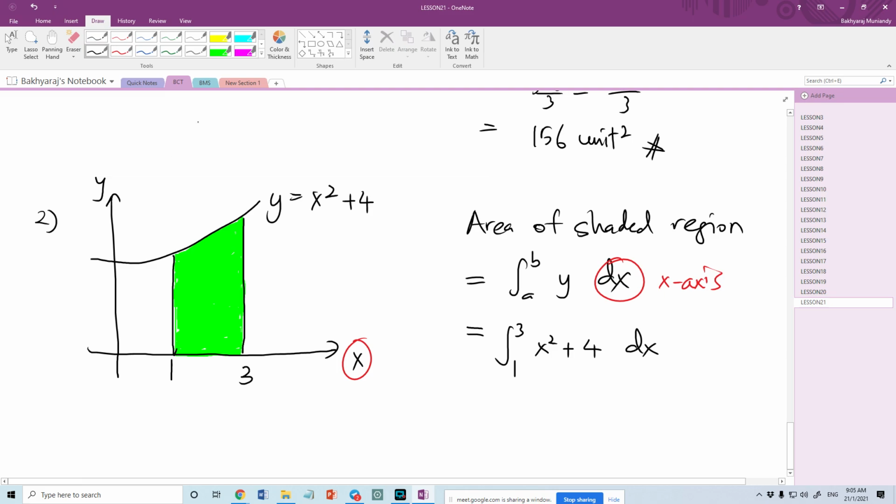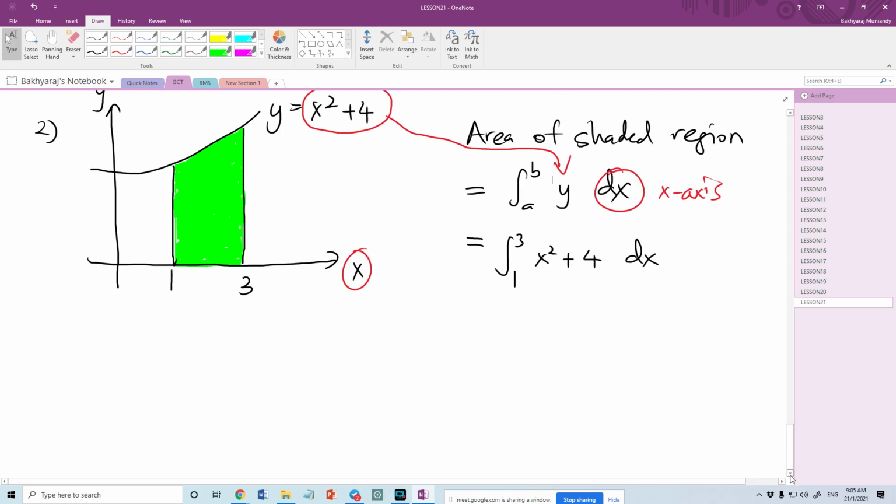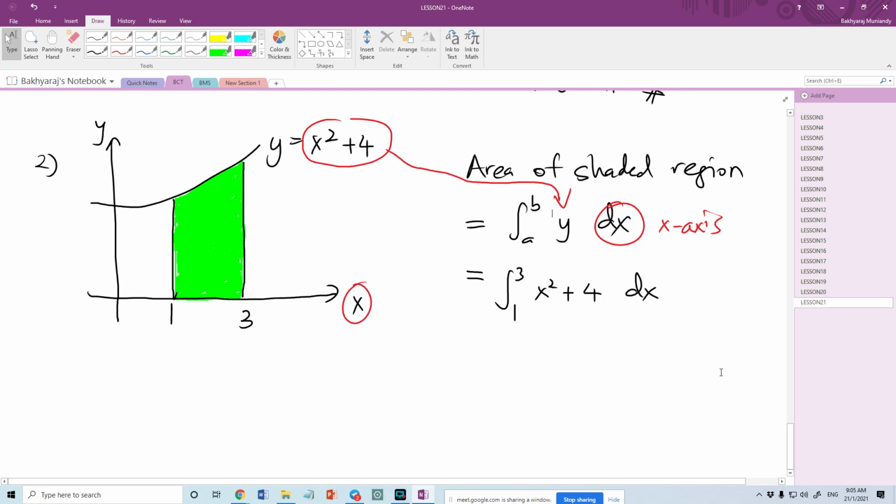Okay, we will substitute this formula. Ambil y ni, kita masuk dalam formula dia. So this y we put it here. So we get x squared plus 4 dx. Okay, next I proceed for the integration. So I'll get equal.